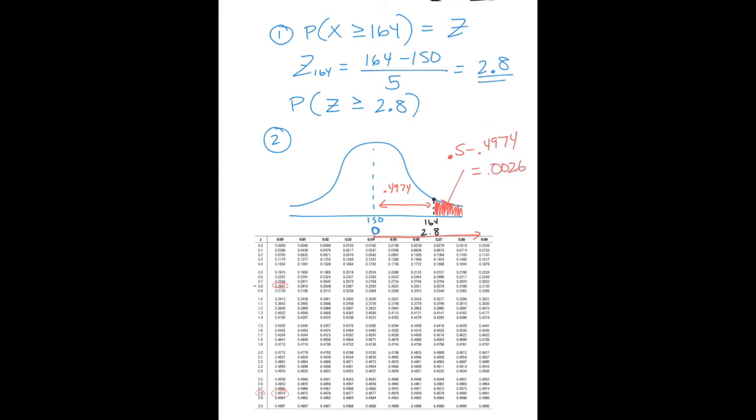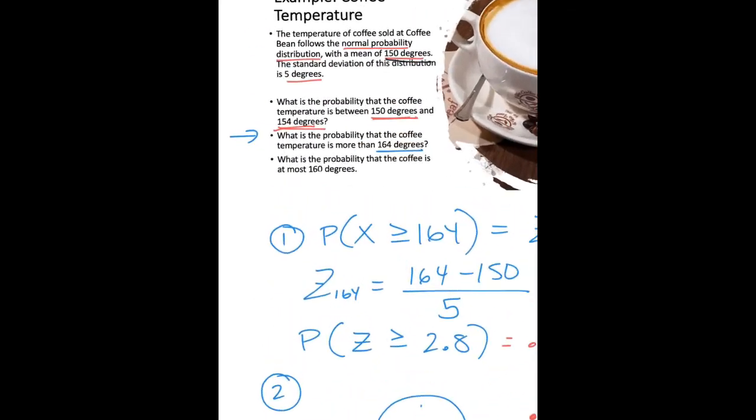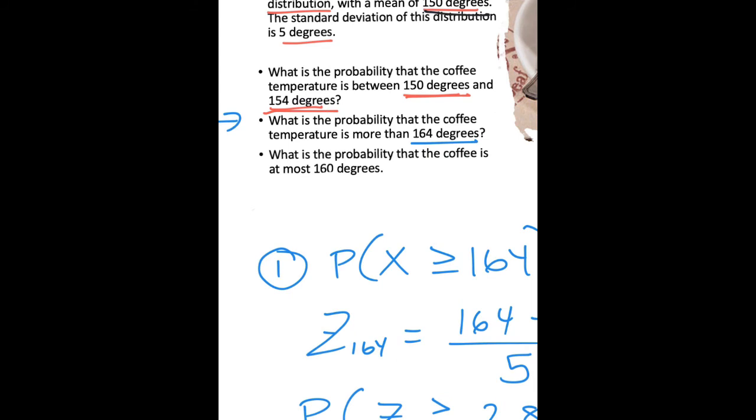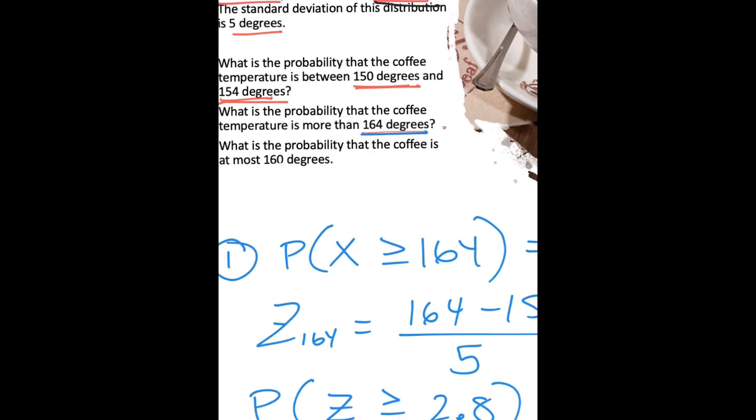And that's going to equal 0.0026. So the probability that you get a coffee from Coffee Bean that is greater than or equal to 2.8 standard deviations above the mean is going to be 0.26% of the time. Or we can state it this way: what is the probability that the coffee temperature is more than 164? That would also be equal to 0.26%. So very unlikely.